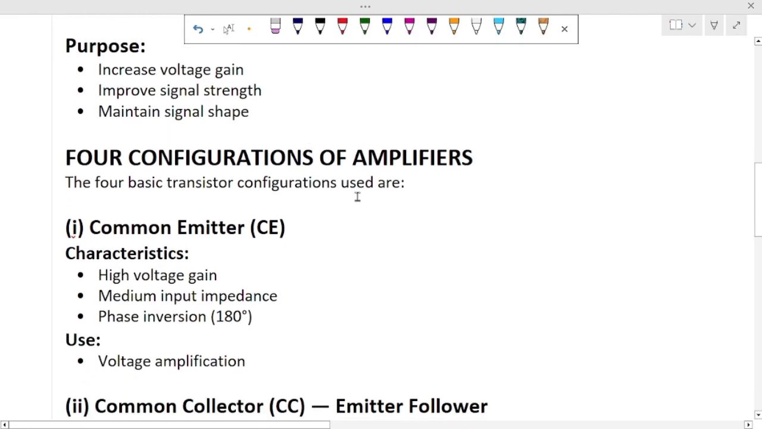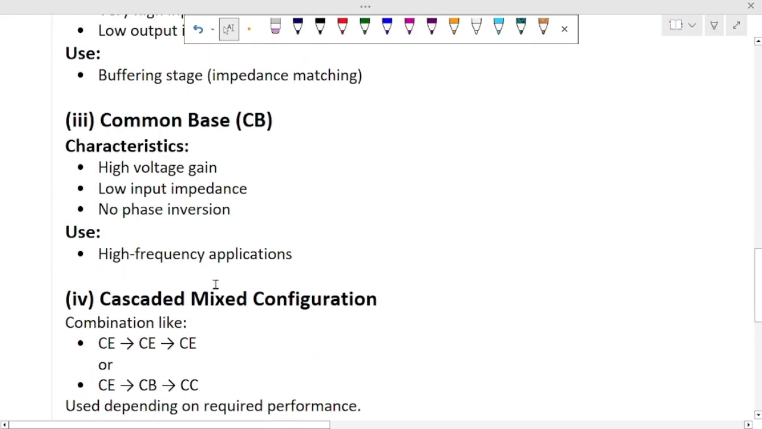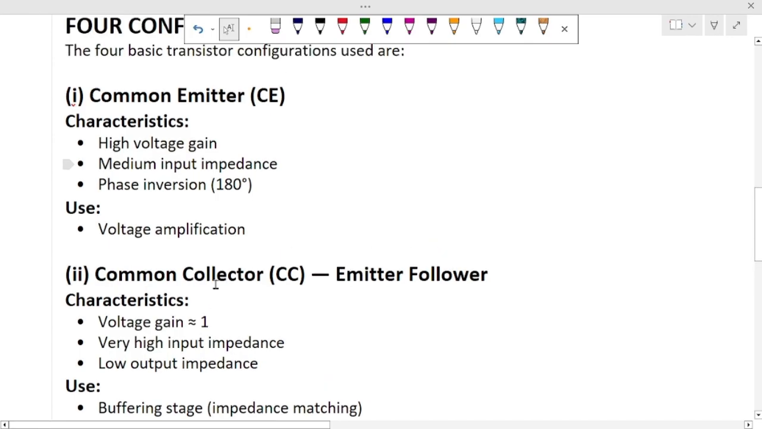So now let's talk about the 4 configurations. Each of the configurations has 3 stages. Now the first configuration is common emitter. Okay, common emitter stage. Let's just mention all configurations. Just bear "common" in your head. Okay, just hold "common" in your head.